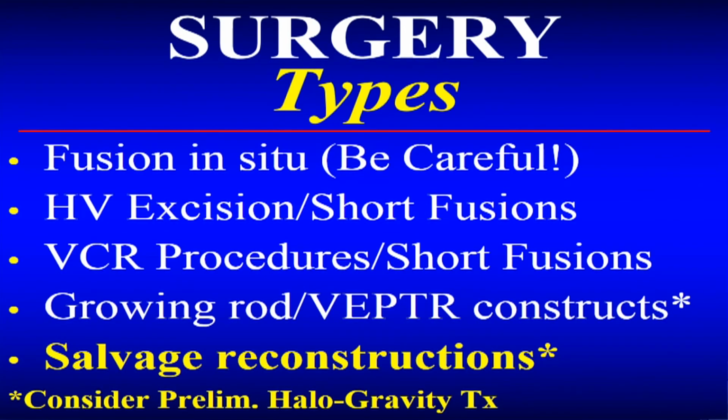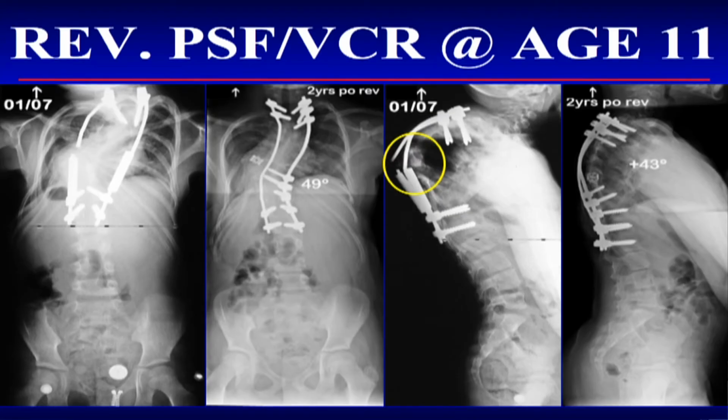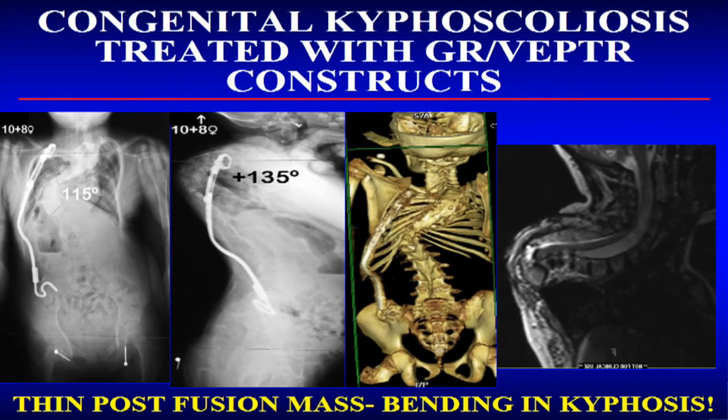That leads to the last type of surgery for these patients, which is salvage reconstructions. We also consider preliminary traction in these patients as well. So this patient, I ultimately had to salvage with a 2-level BCR and posterior fusion at age 11. Obviously, we try and do this as late as possible to allow optimal pulmonary growth, but ultimately, when we can't control the spine, especially with progressive kyphosis, it's best to give up, stop growing devices, and go on to a definitive fusion here with the BCR for correction.